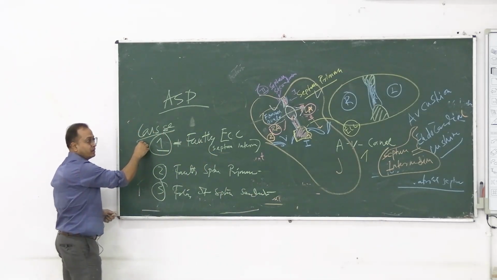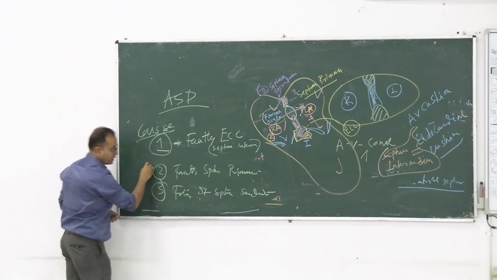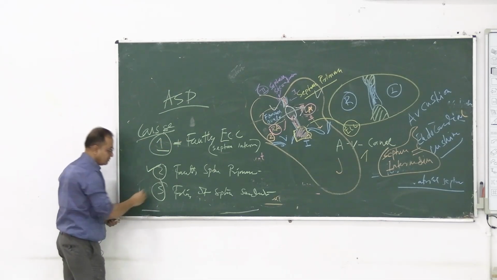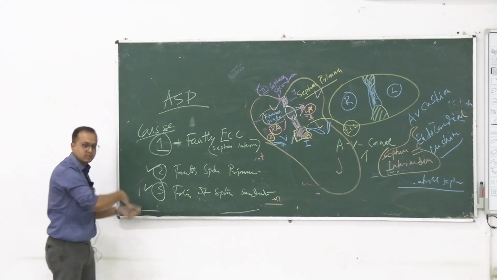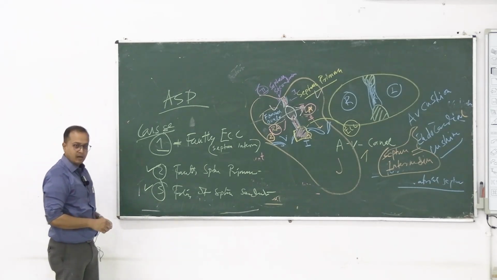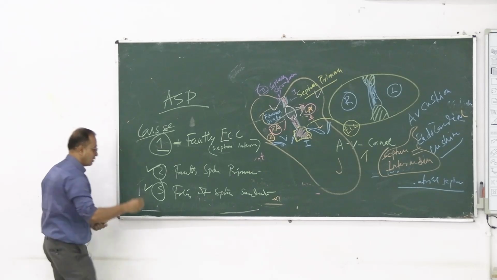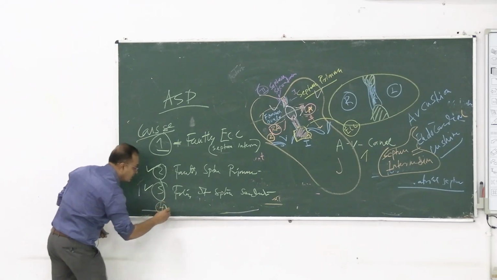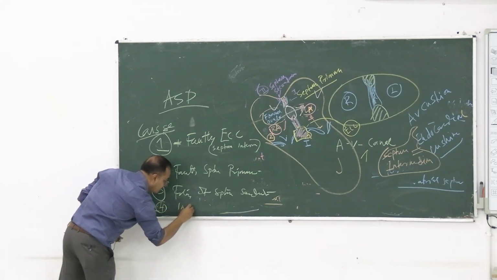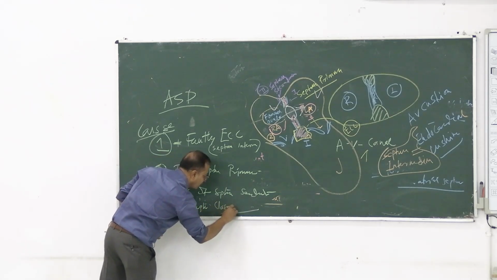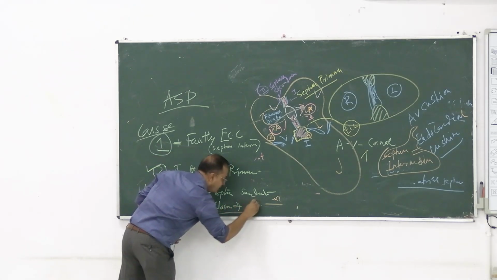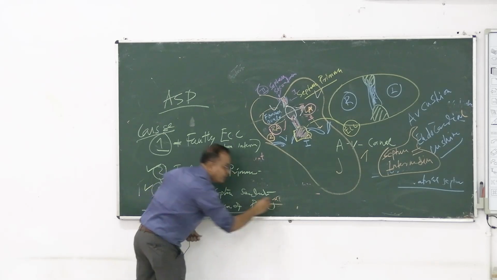So, we may have a faulty formation of the endocardial cushion, we may have a faulty formation of septum primum, we may have a faulty formation of the septum secundum, or the combination of all these things, three things may have gone wrong that can lead to it. And number 4 is what we call incomplete closure of patent FO, foramen ovale.